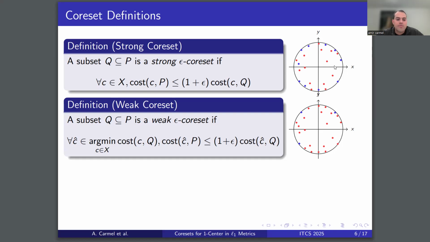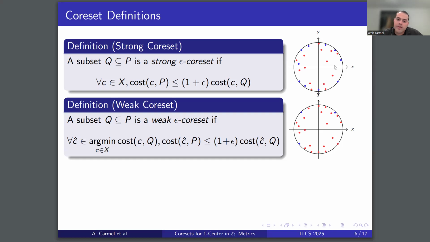So we take Q, and for every Ĉ that is an optimal solution for Q, the cost of Ĉ on Q is at most 1 plus epsilon times the cost of Ĉ on P. And this is like we said in the first slide, right? Instead of solving the problem on P, we solve the problem on Q, and we are guaranteed that every optimal solution that we found in this process is also a good solution for the original set that we want to solve. And in this example to the right, we see that we need just 3 points.